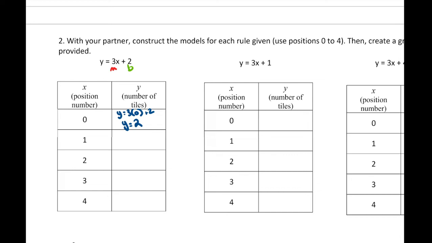Well, 3 is the multiplier, that's what it's increasing by every time. B is the constant, which is telling me where I'm starting. So I could say I'm starting at 2. You could also use the equation like we just did. So 3 times 1 plus 2, y equals 5. Or you could say, well, I'm increasing by 3 every time. So the next one would be 8, 11, 14. Or again, you could use the rule to figure out the number of tiles for each position. Again, that's what the rule is there for.